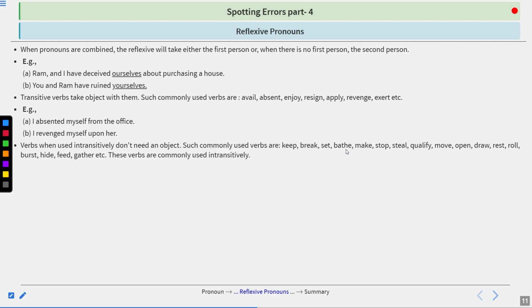And reflexive pronouns are used as objects in a sentence. So when you find any intransitive verb, don't use any reflexive pronoun, because they don't take objects, and reflexive pronouns are used as objects. Example, he kept away from the function, which is correct. He kept himself away from the function, which is incorrect. So don't use himself here because kept is an intransitive verb.